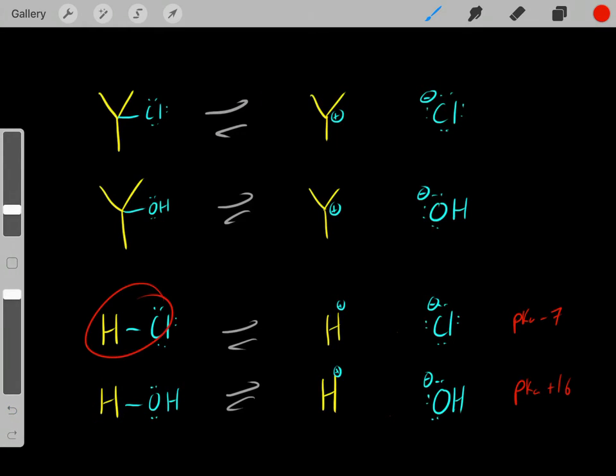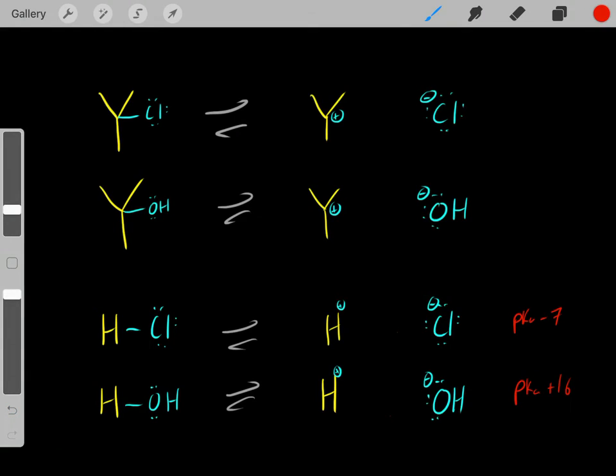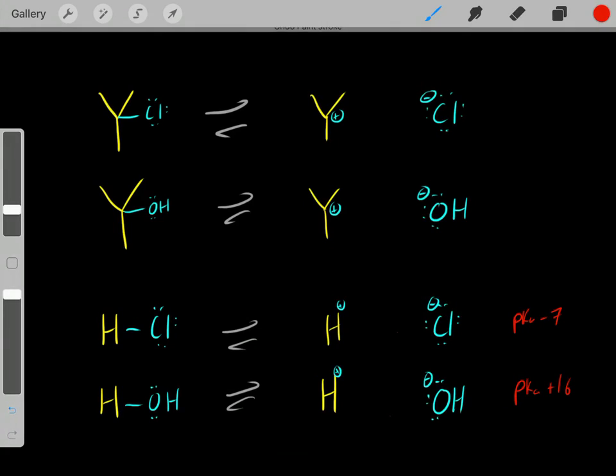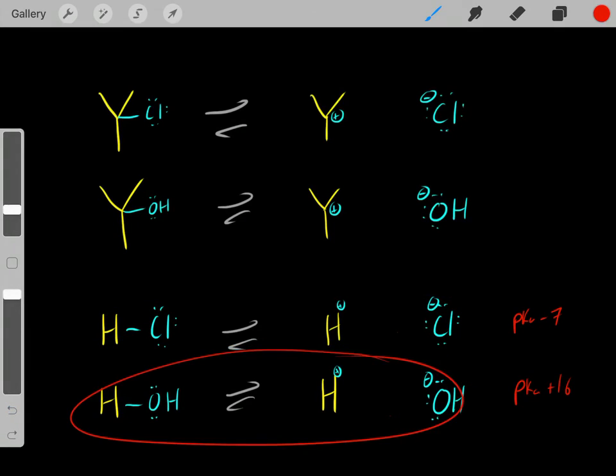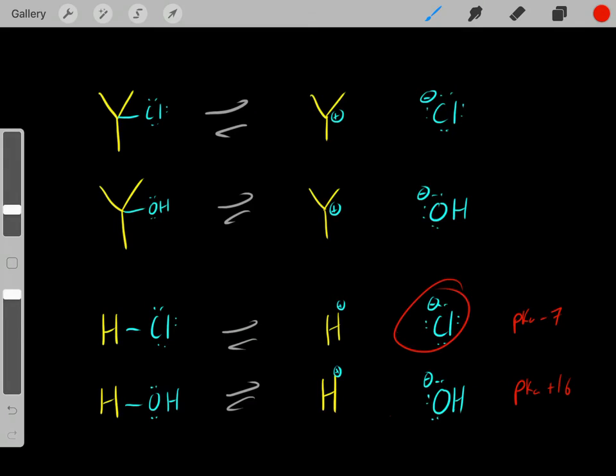And again, why is hydrochloric acid a stronger acid than water? Because when hydrochloric acid acts as an acid, it breaks this bond, and this chlorine essentially acts as a leaving group, creating this conjugate base. And we know this conjugate base is very stable. This conjugate base is more stable than this conjugate base, so therefore this is a stronger acid than this one, because it creates a more stable conjugate base. And again, you might ask, why is chloride a more stable conjugate base than this hydroxide?